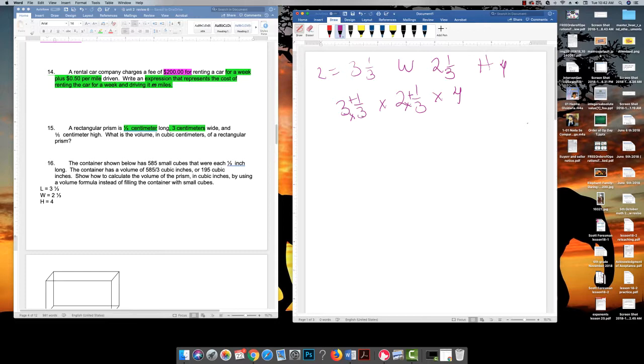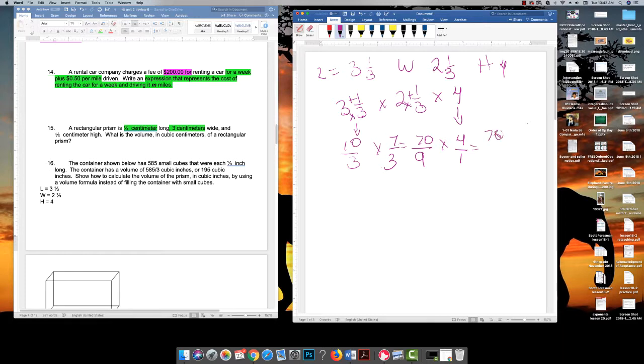3 times 3 is 9, plus 1 more, 10 over 3. Okay? 2 times 3 is 6, plus 1 more is 7, so 7 over 3. Can I cross cancel any of these numbers? No, I cannot, so I'm just going to multiply across. 10 times 7 is 70. 3 times 3 is 9, times 4. I have to turn this into a fraction. Can I cross cancel anything? No, I cannot.